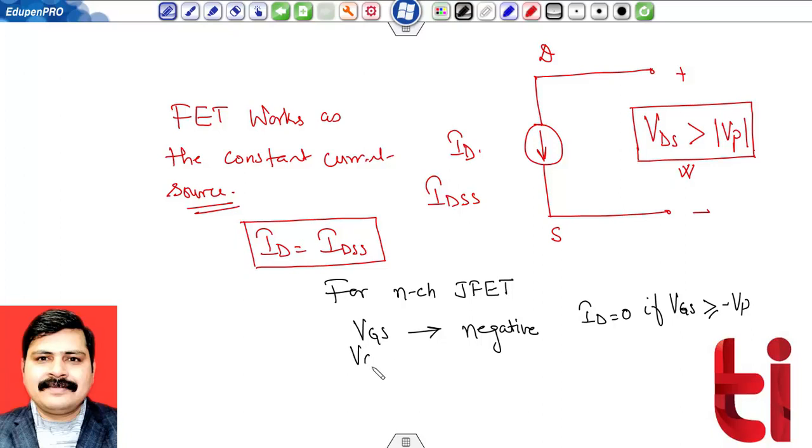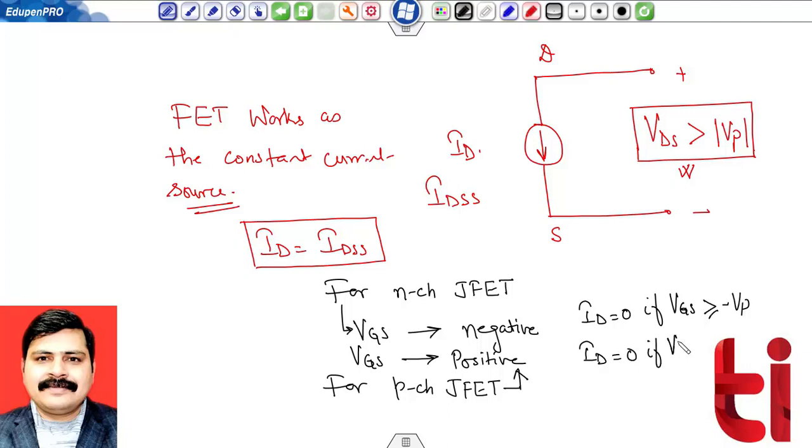Likewise, this VGS will be positive for the P channel JFET. So this is the analogy for the P channel, and this was for the N channel. The value of ID becomes 0 if my VGS is greater than or equal to the positive value of VP.